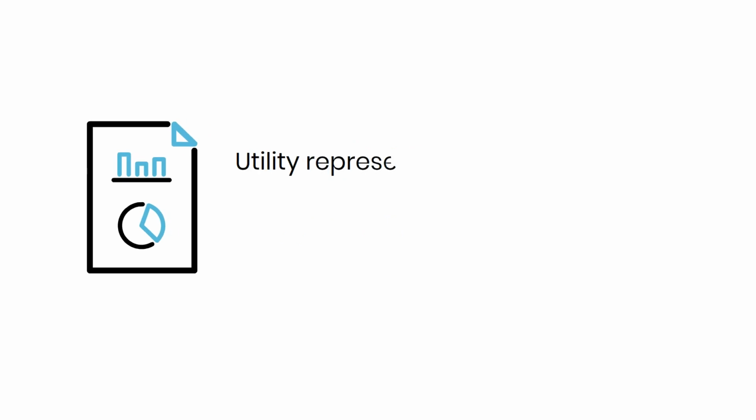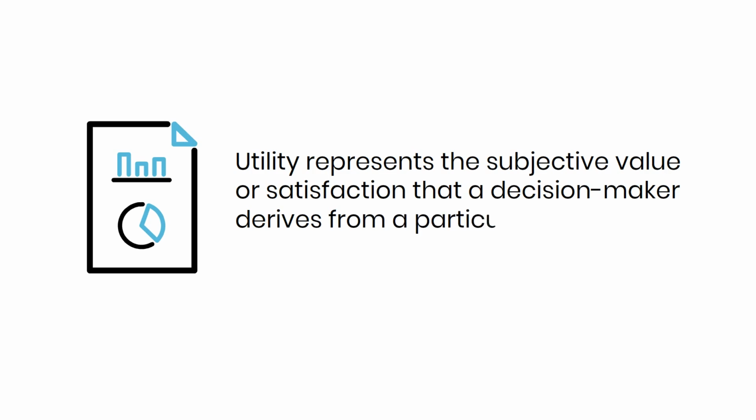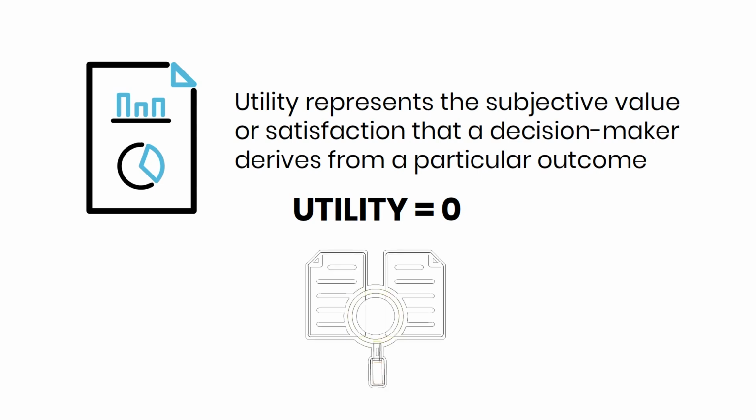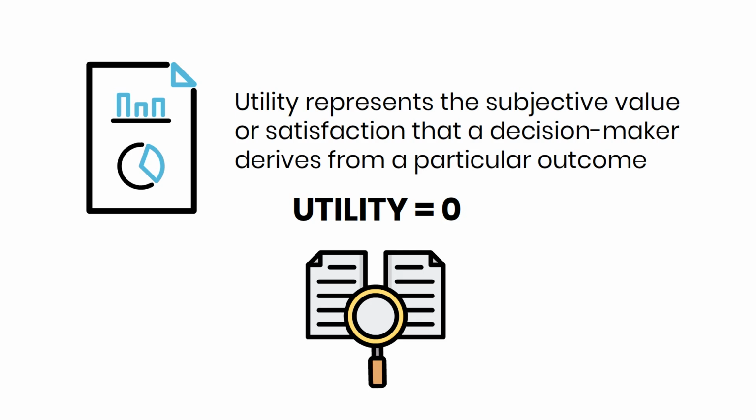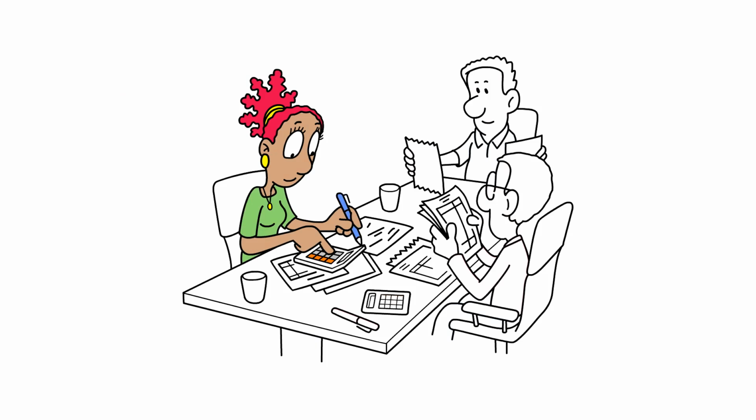When assessing utility values in decision analysis, it is essential to understand the concept of utility. Utility represents the subjective value or satisfaction that a decision maker derives from a particular outcome. In assessing utility values, the worst outcome is given a utility of 0, providing a baseline for evaluating other outcomes. By assigning utility values to different outcomes, decision makers can compare them more effectively, even if the outcomes differ in nature or magnitude.